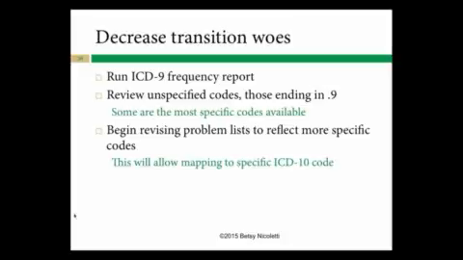The first thing we're going to do is run an ICD-9 frequency report, and review some of those unspecified codes, some of those that end in 9. Now, when you do that, some of them are specific, even though they end in 9. There's no better code for you. And we're going to begin to revise patients' problem lists, particularly for patients who you see frequently. You know, you see the patient 2 or 3 or 4 times a year for those conditions. Begin revising their problem list to reflect the more specific ICD-9 codes. That is going to be helpful to us.